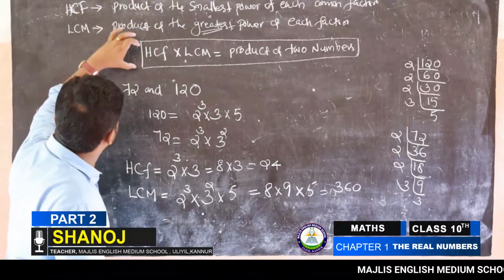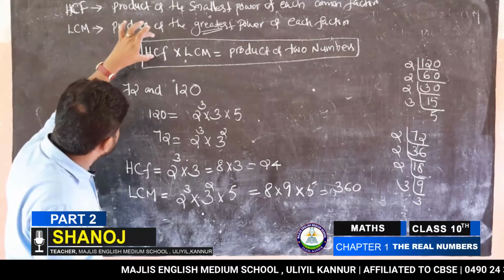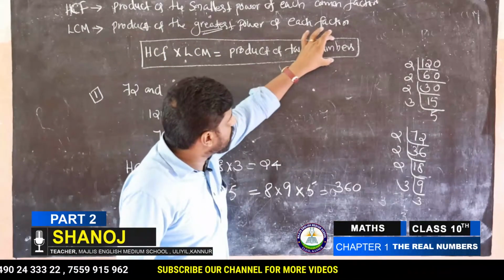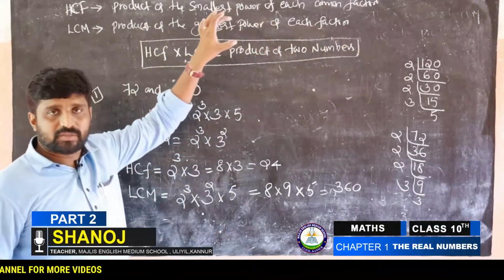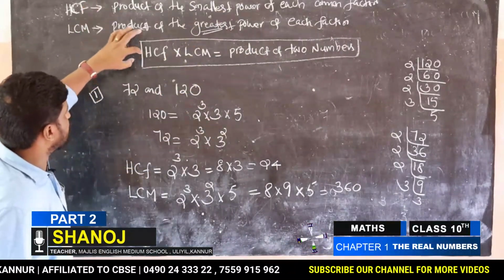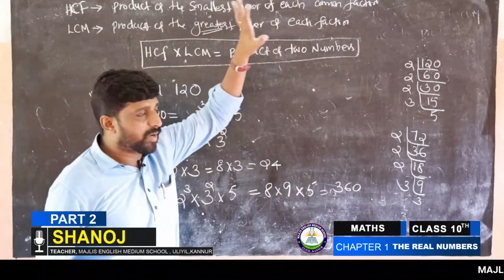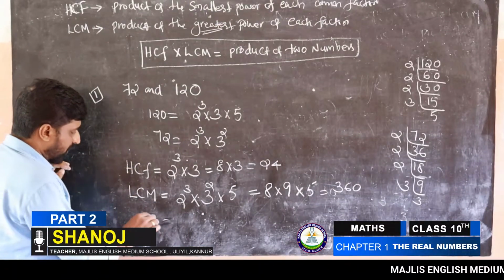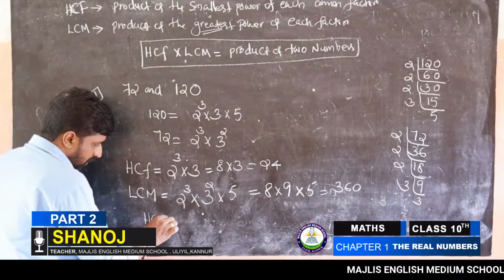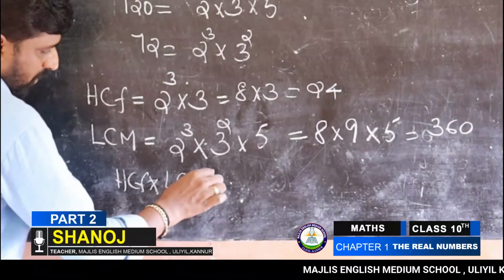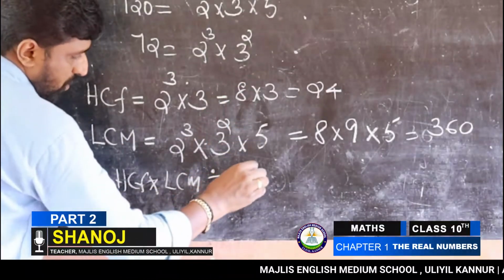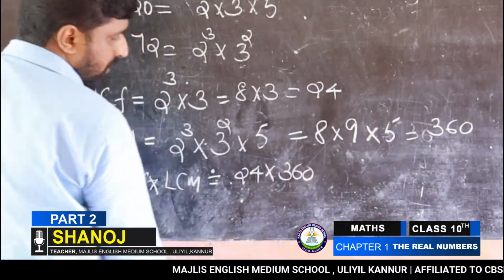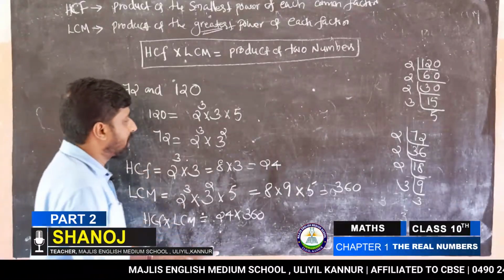One more condition is given here in the box. The HCF into LCM always equals the product of the two numbers. This is the verification, so we can verify that also. HCF into LCM is equal to the product of the two numbers. We already found the HCF and LCM. Now we find HCF into LCM. We got HCF equal to 24 into LCM, which is 360. Now we can multiply that.